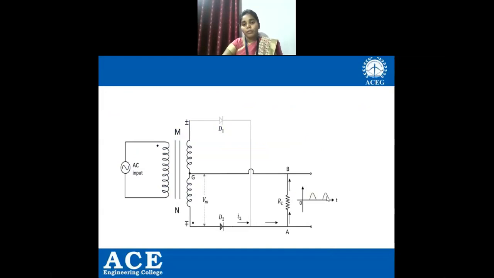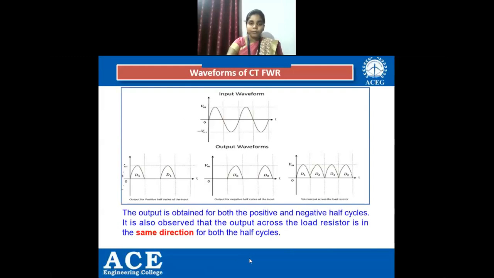Right? Now, this is how our full wave rectifier is going to work, and this is how our diodes D1 and D2 are going to conduct. Now see, diode D1 is going to conduct for positive half cycle, and diode D2 is going to conduct for negative half cycle. As the combined output, we'll get like this. Clear? The full wave rectifier output will be in this format.